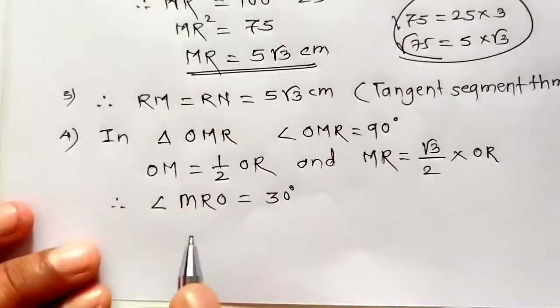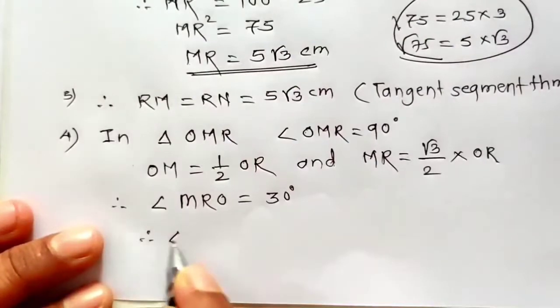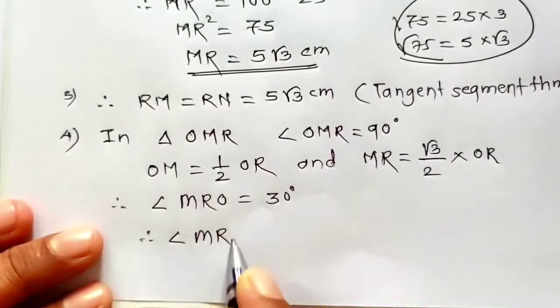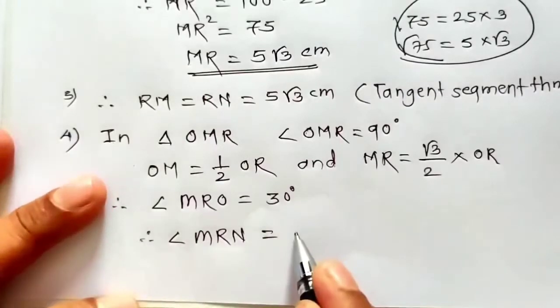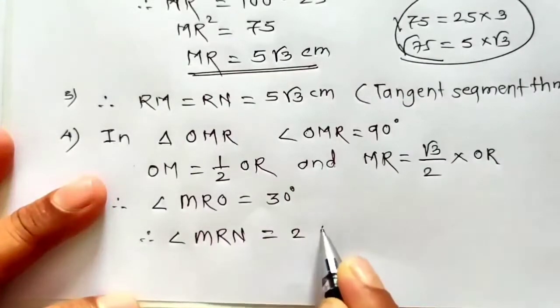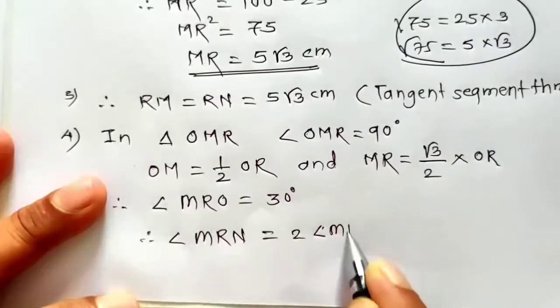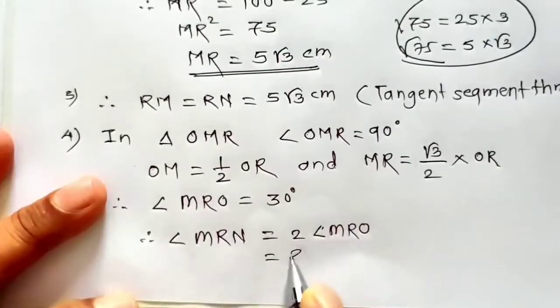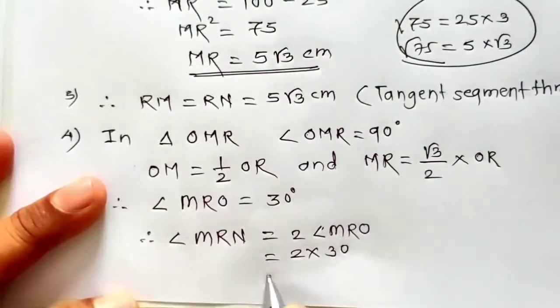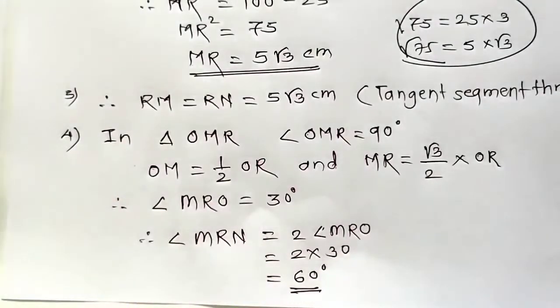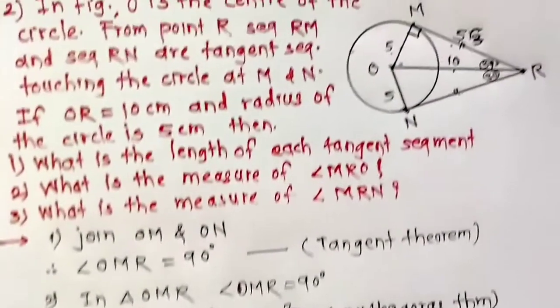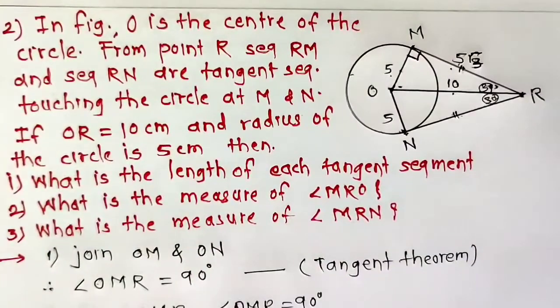Therefore angle MRN is equal to 2 times the measure of angle MRO, which is 2 into 30, equal to 60 degrees, because these two triangles are congruent also, and that's why we get the answer. It is 60 degrees. So let us see again how we get the answer here.